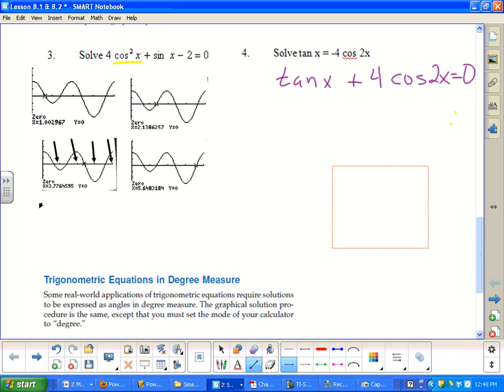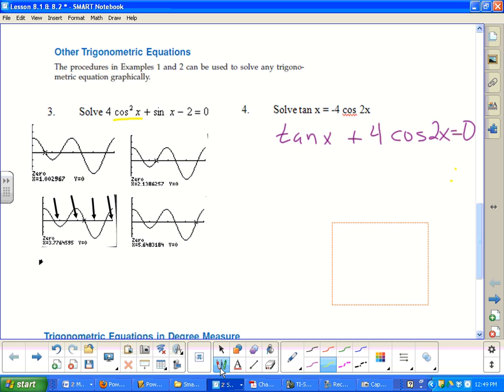It says tangent of x equals -4 cosine of 2x. So the first thing we're going to do again is we want to get it all on the same side of the equal sign. So we're going to add 4 cosine of 2x to both sides. And then we need to discuss what is the period. Now the period for tangent is what? It's pi. Okay. The period for cosine is 2 pi, but here this says the cosine of 2x.